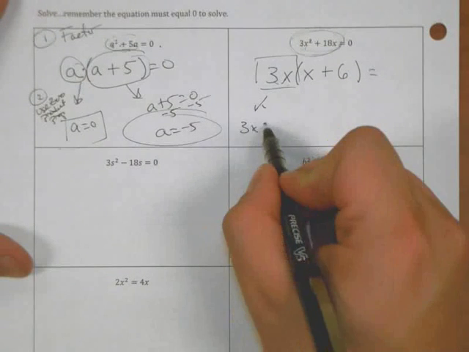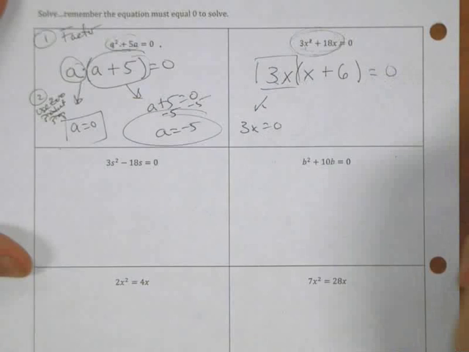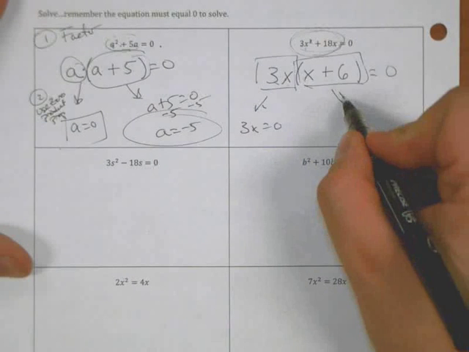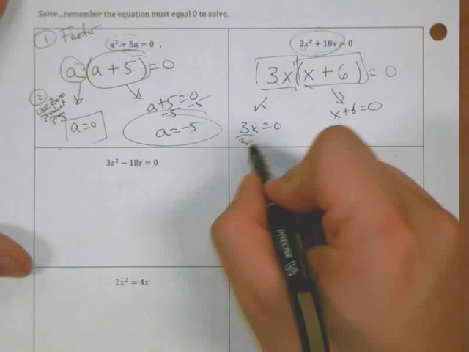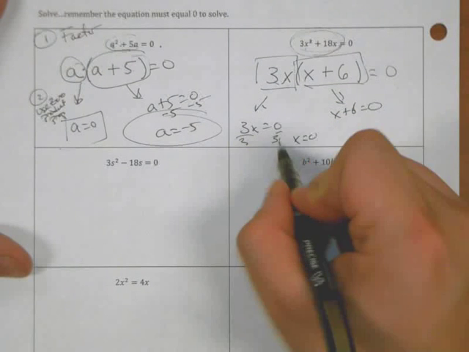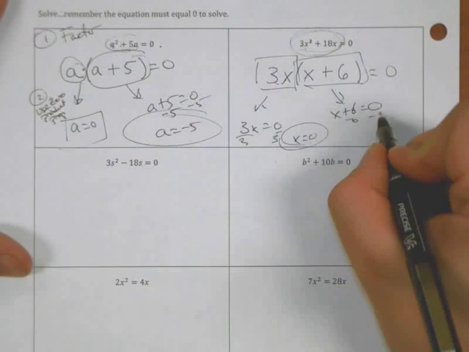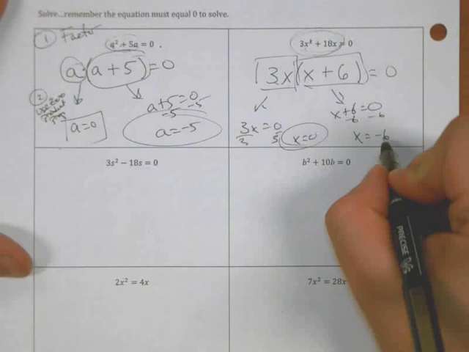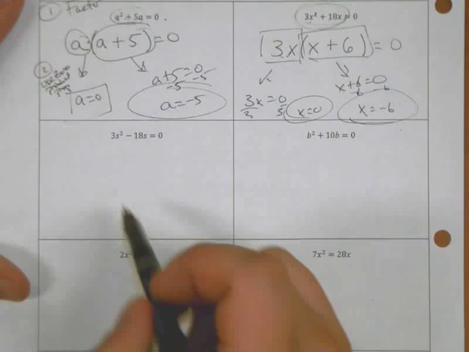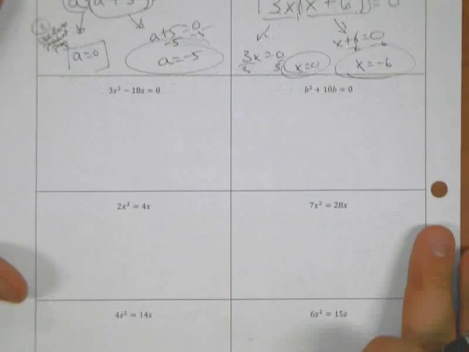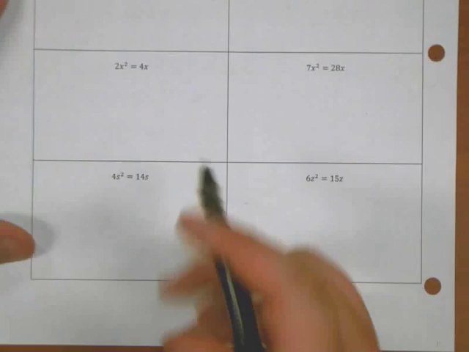So now we'll say what could have made that equal 0. Or maybe what made that 0. We'll divide by 3. X had to have been 0. Subtract 6. X could have been negative 6. I'll leave these two for you to do on your own.